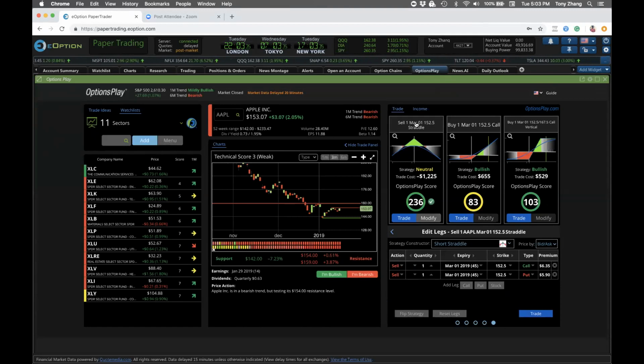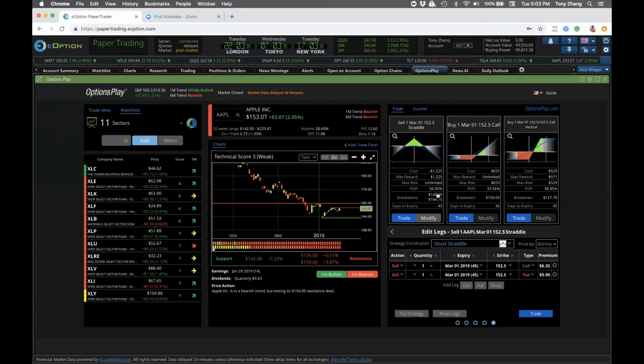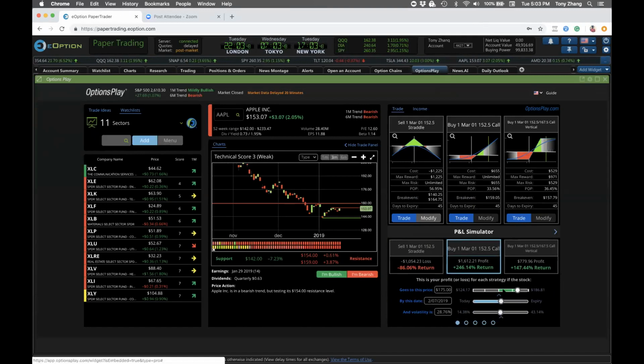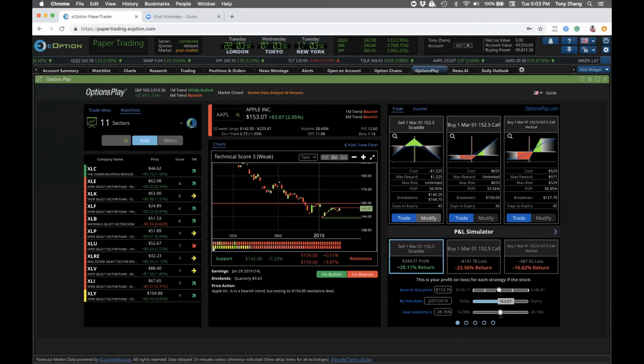So let's say you sold the March 1st 152.5 straddle. As you can see, as long as the stock stays between 140 and 162 and 164, this strategy will be profitable. So this is more of a neutral strategy. This is saying that I think that Apple's priced relatively well. I think it will stay exactly where it is. And if it does, how much money do I actually make from each one of these strategies?